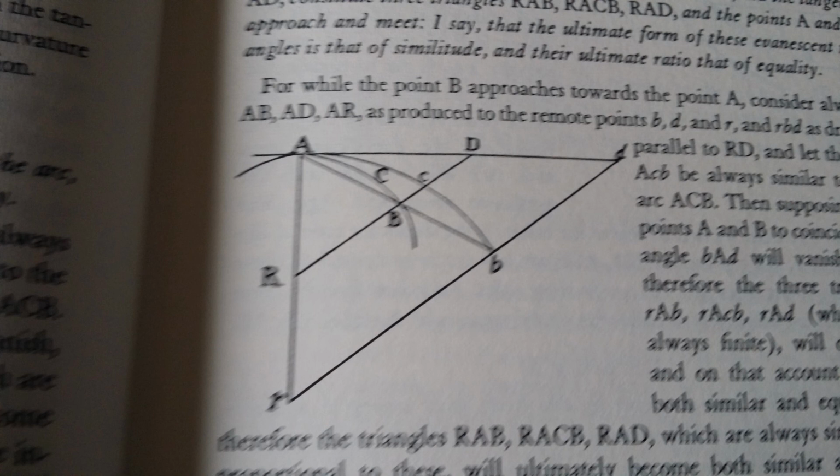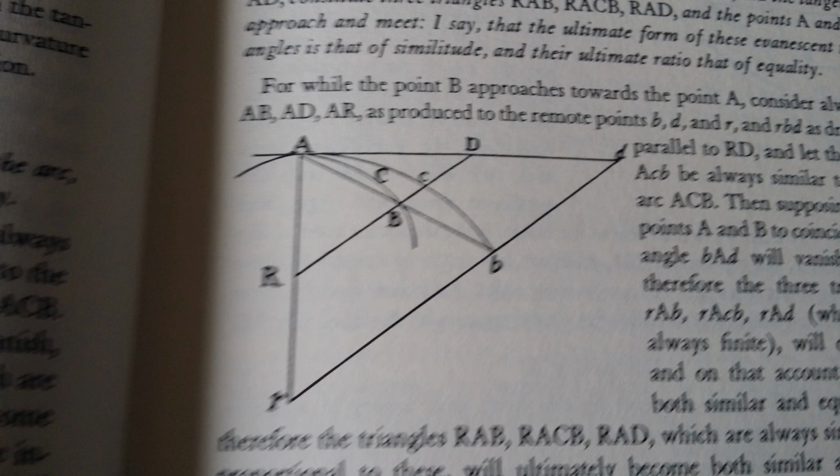For while the point B approaches towards the point A, consider always AB, AD, AR as produced to the remote points b, d, and r, and rbd as drawn parallel to RD. And let the arc Acb be always similar to the arc ACB.